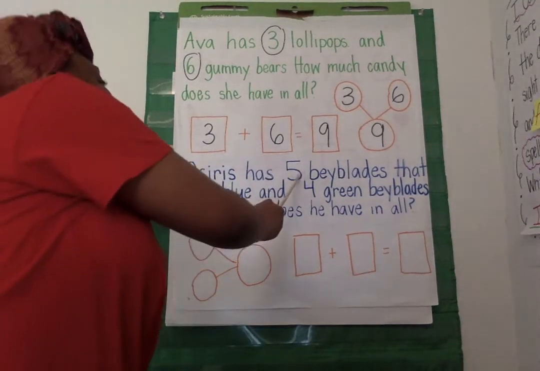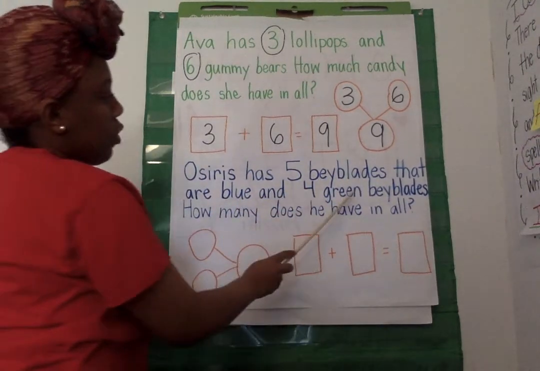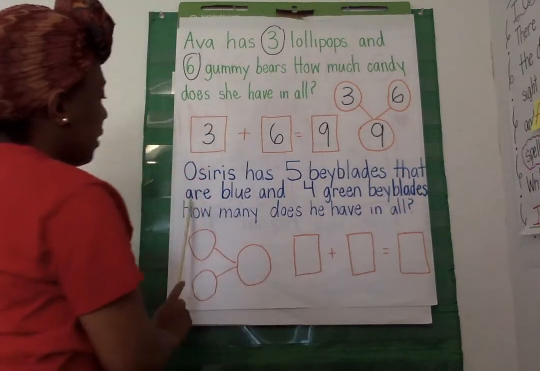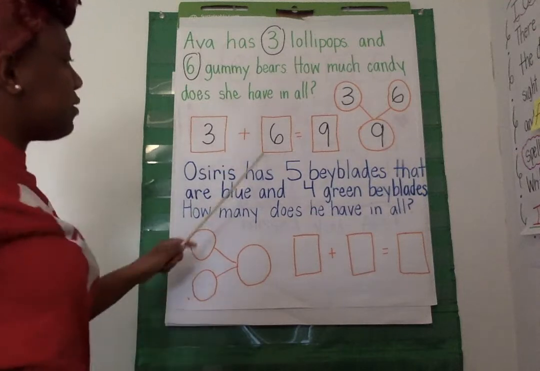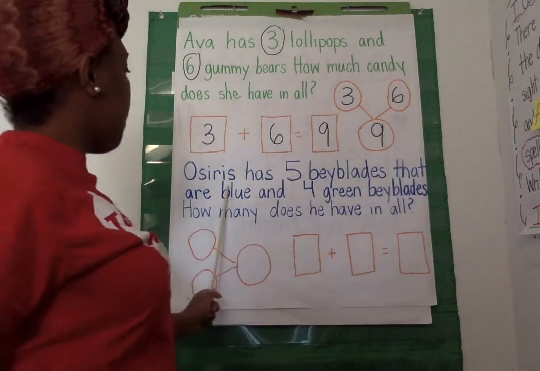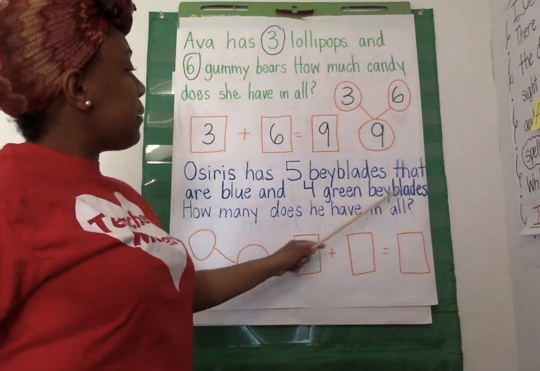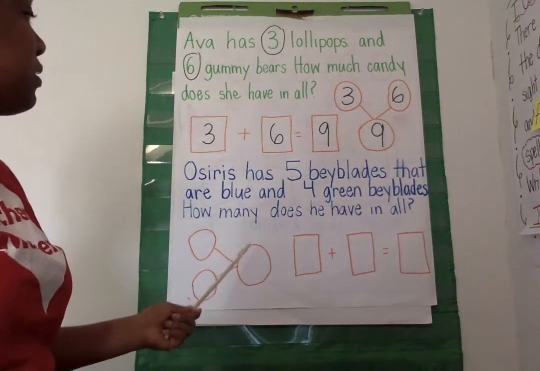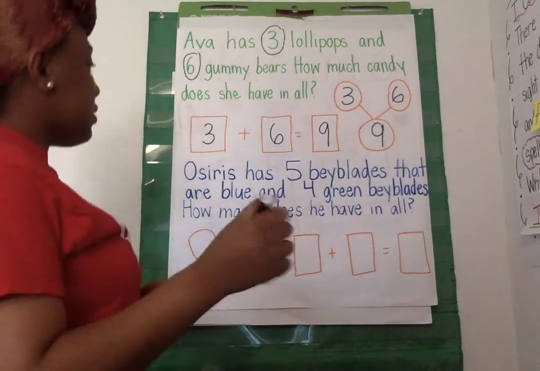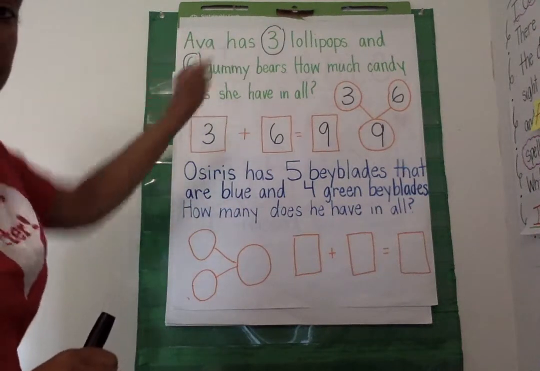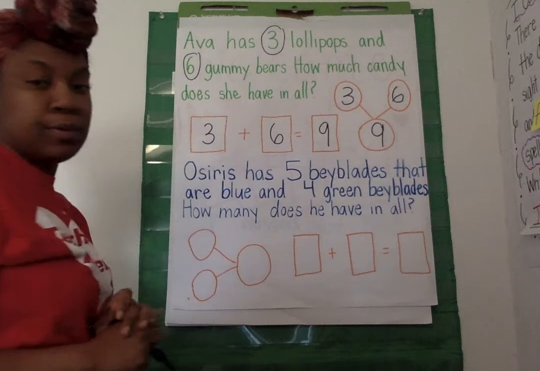Osiris has 5 Beyblades that are blue and 4 green Beyblades. How much does he have in all? So he has 5 blue Beyblades and 4 green Beyblades. So how many does he have in all? Let's see. We have numbers here that we have to circle, just like we did in our first problem. How many Beyblades did he have that were blue?